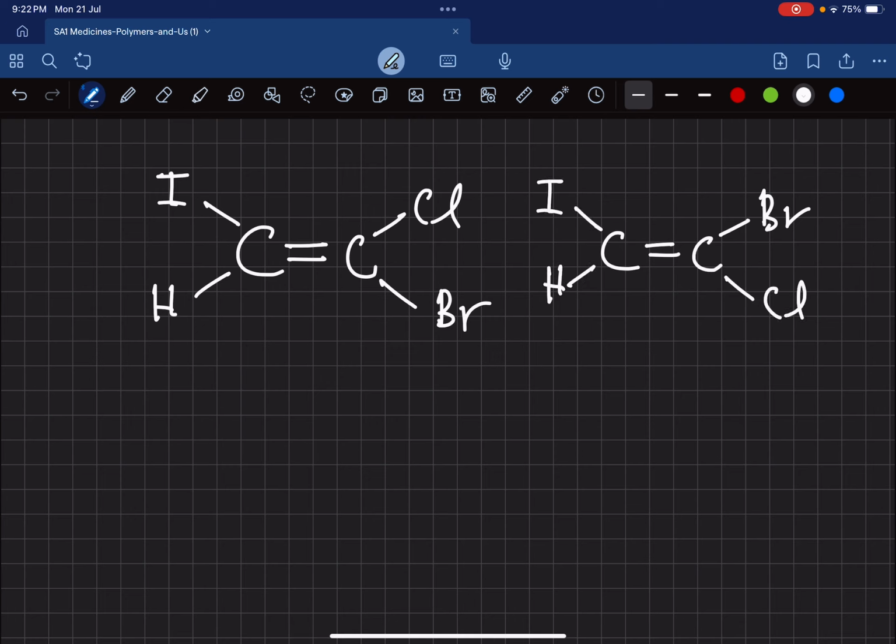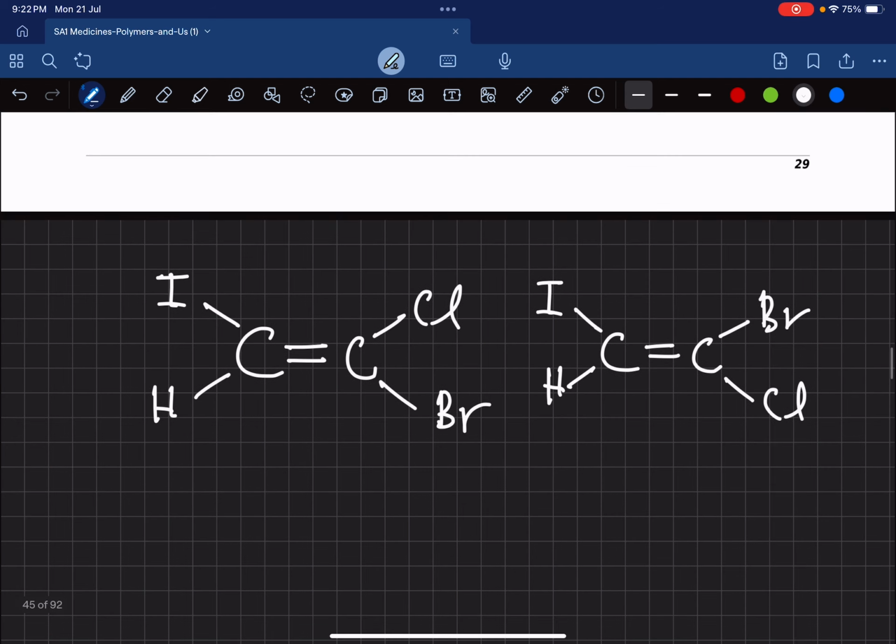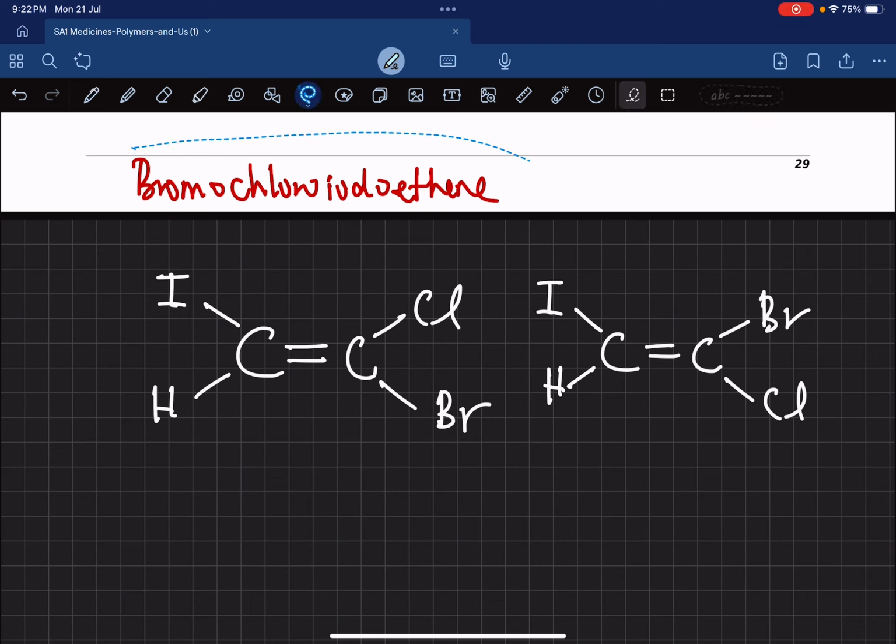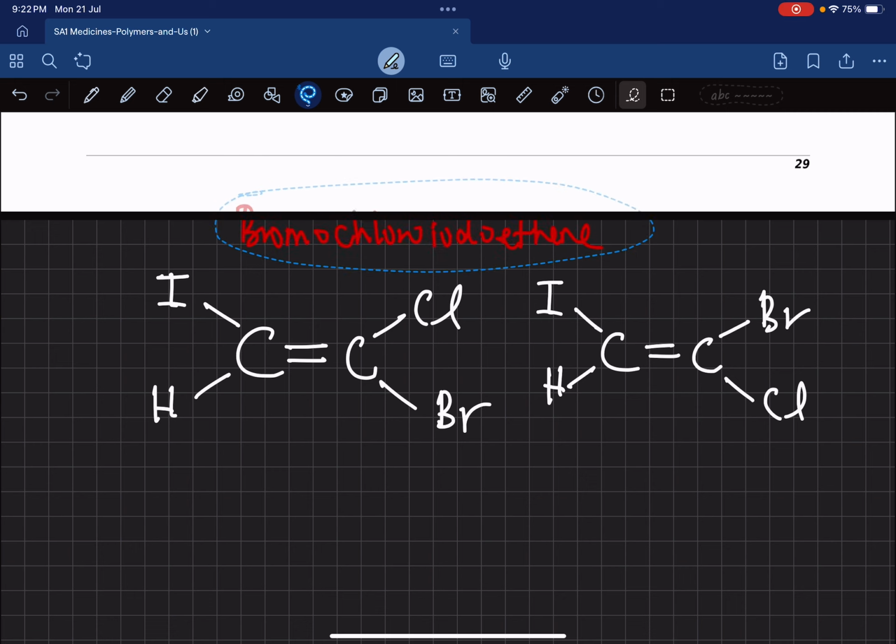They look the same, but they are not the same. So what is the name for this one? This is an ethene, so it's going to be called bromo chloro iodo ethene. Wow, such a long name for a small molecule. Bromo chloro iodo ethene is the name for both of them. But now we need to differentiate between them: which one is cis and which one is trans.